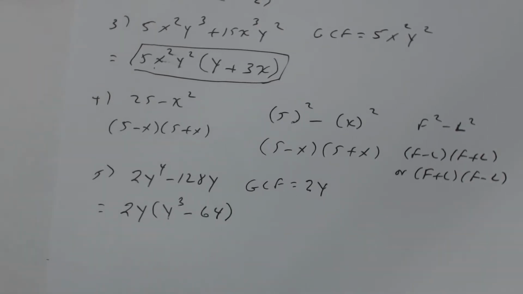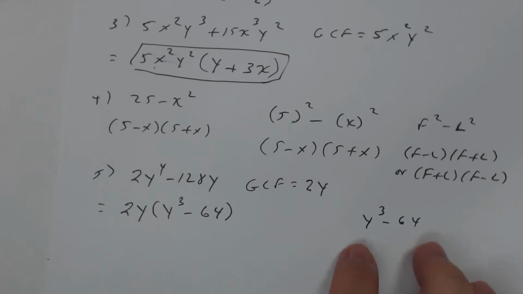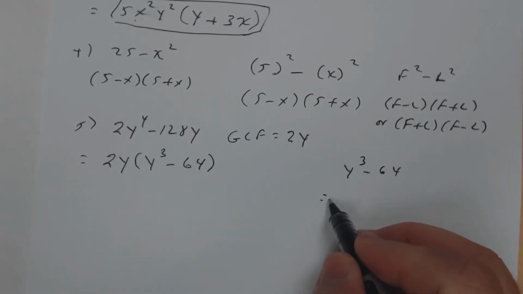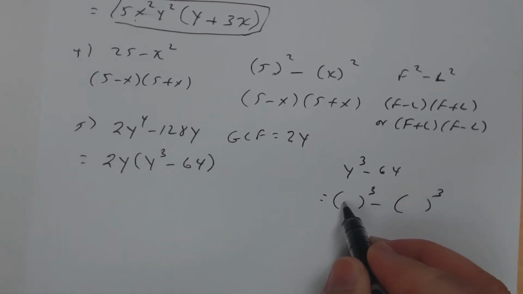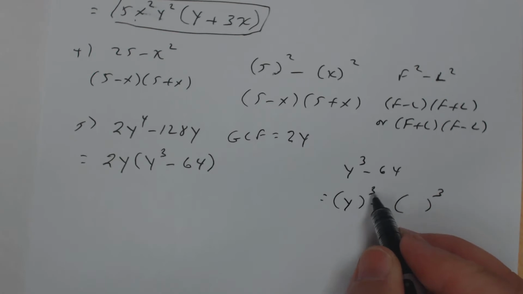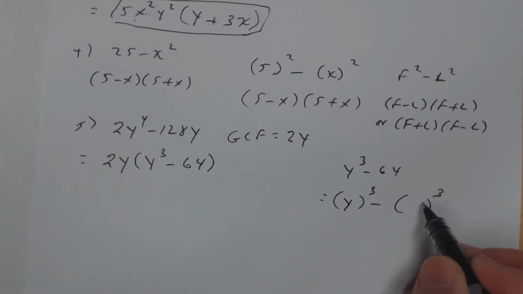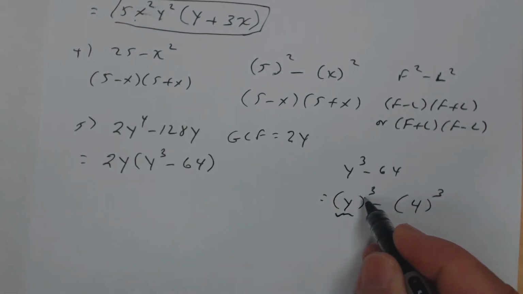Now, see this y cubed minus 64? That is the difference of two cubes. You're supposed to recognize this at this point. So when I rewrite this, it's going to look like this. So y in parentheses times itself 3 times is y cubed. And then over here, what number times itself 3 times is 64? You're going to get 4. So I filled in this parentheses. So that is a difference of two cubes.